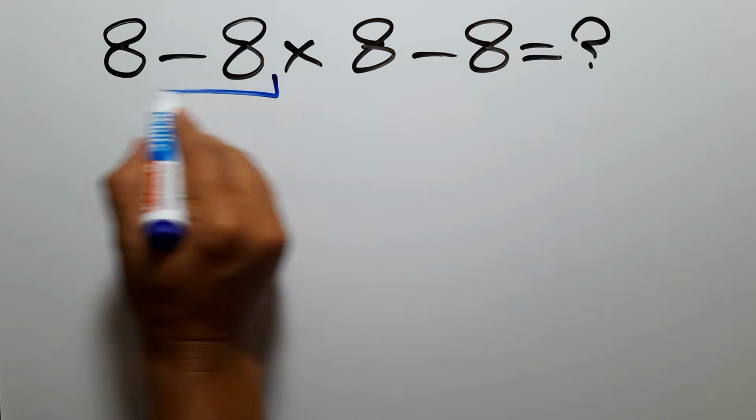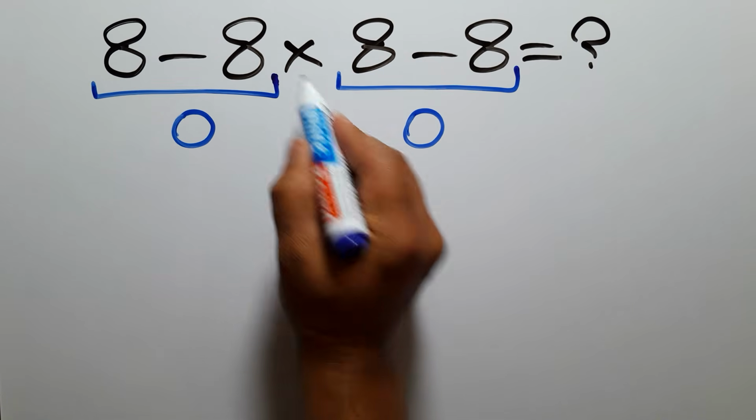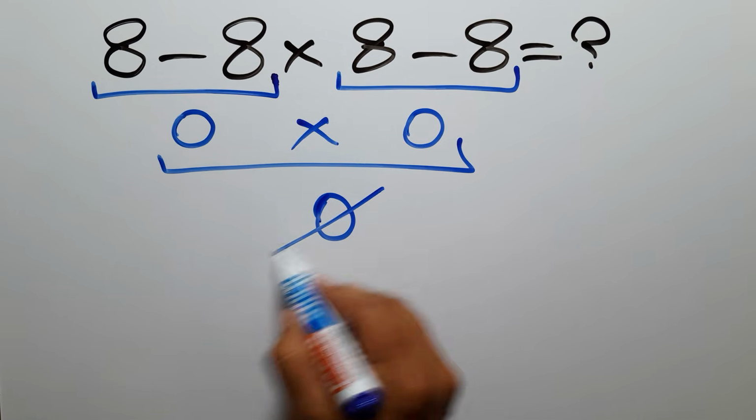8 minus 8 gives us 0. And again here we have 8 minus 8. So 0 times 0 is just 0. But this answer is not correct.